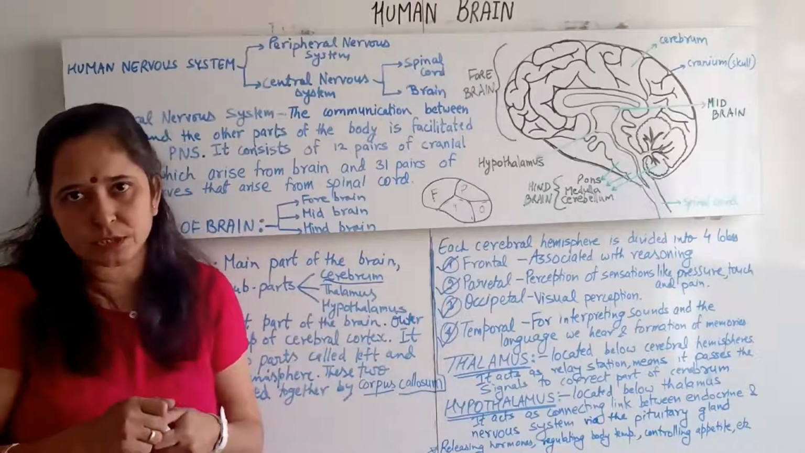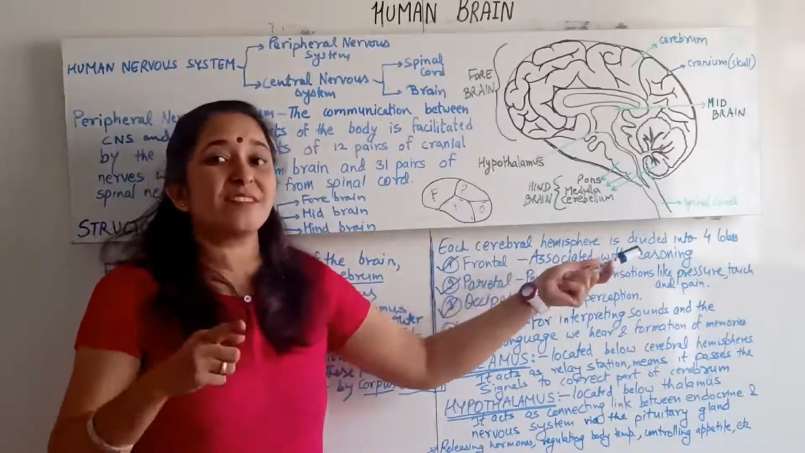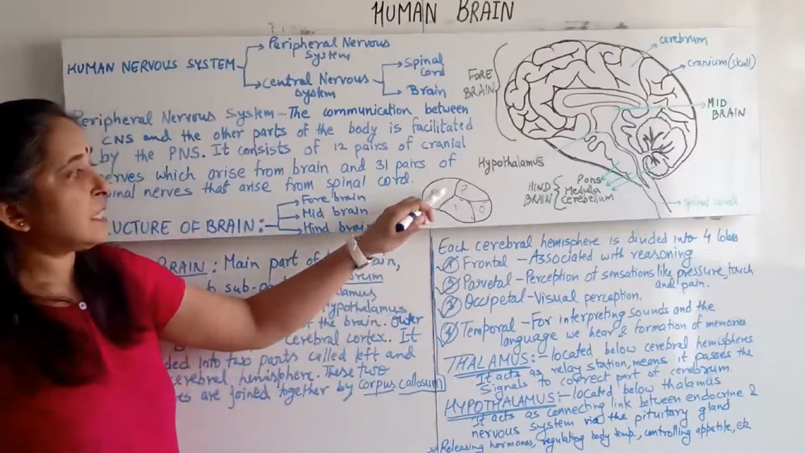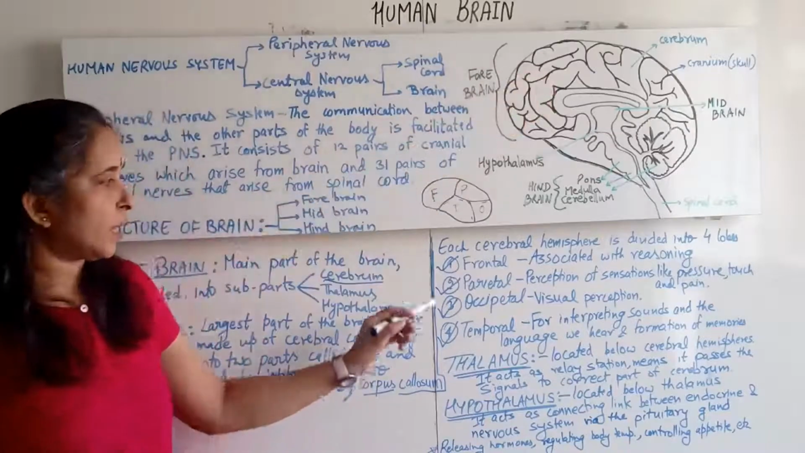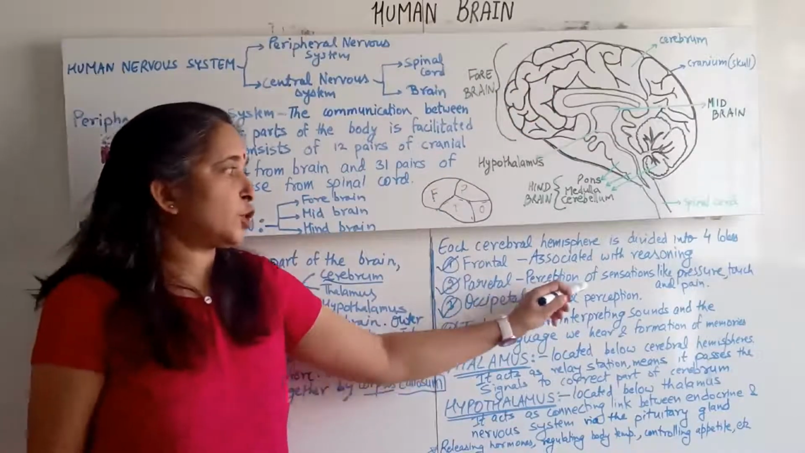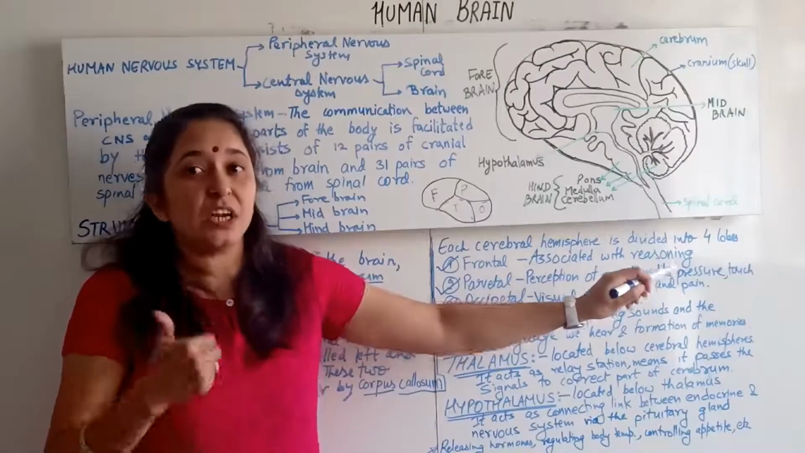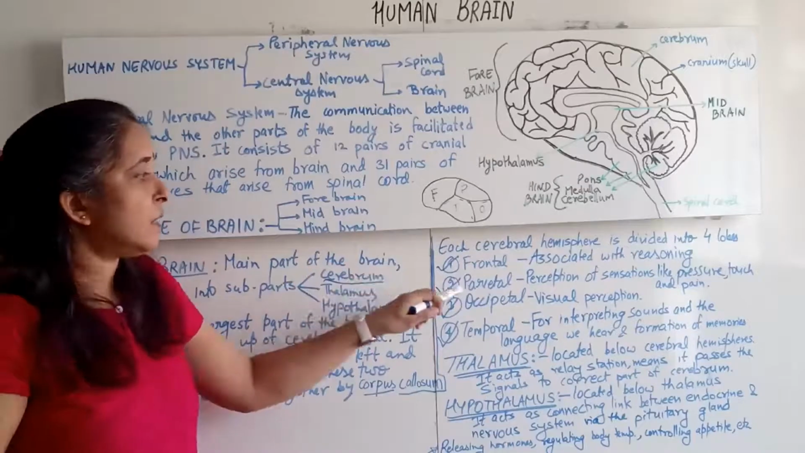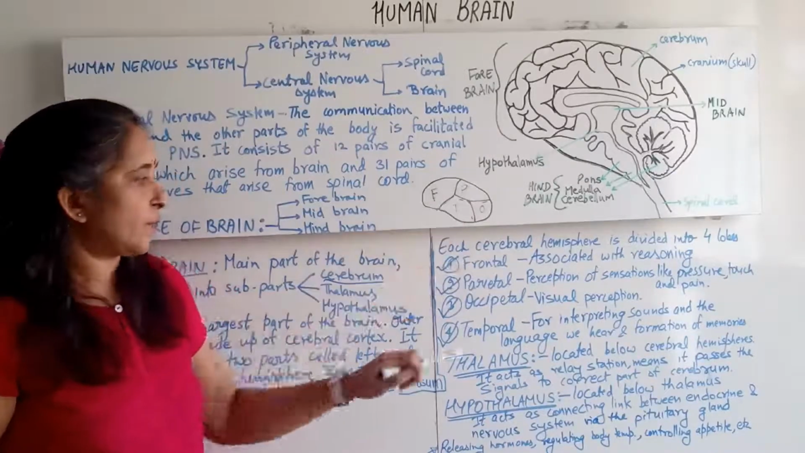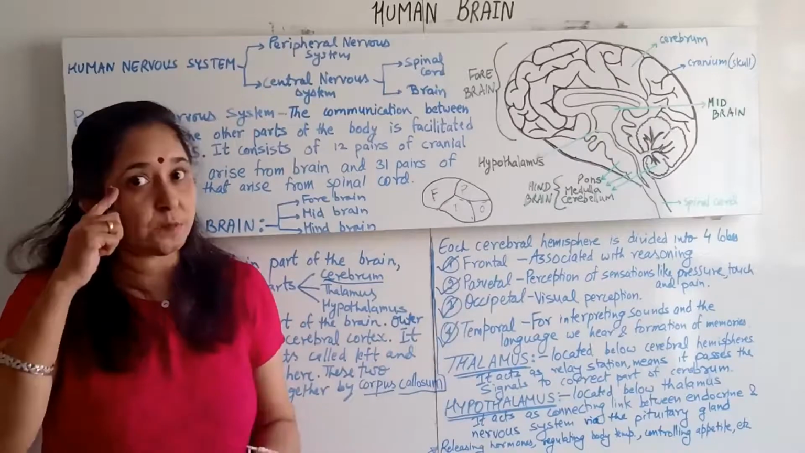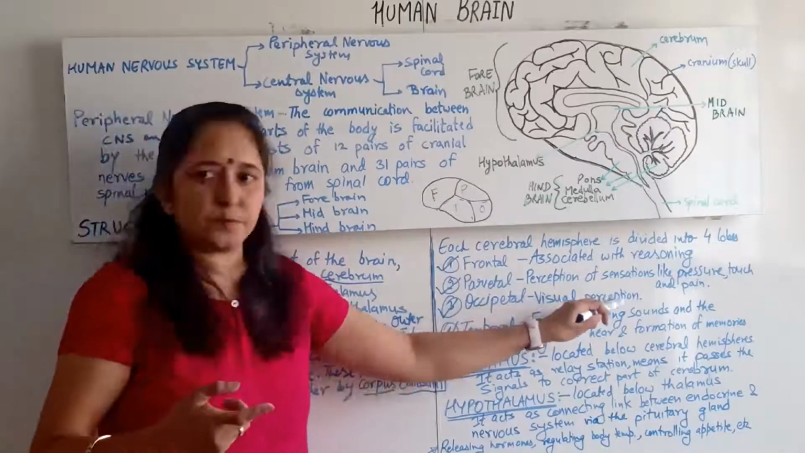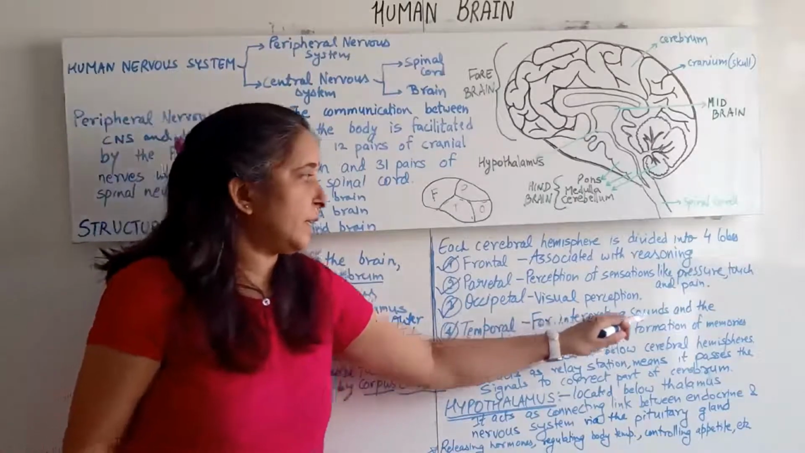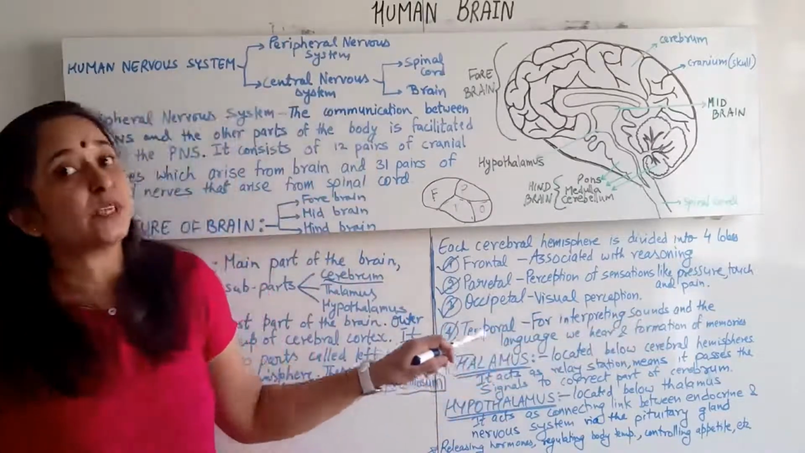What is the function of the frontal lobe? That is associated with reasoning, logical thinking. All these are controlled by the frontal lobe of the cerebrum. Now the parietal, that is the perception of sensation like pressure, touch, pain. So these all are sensed or controlled by the parietal lobe, this part of the brain. Then the occipital lobe, that is visual perception. Fine. Then the temporal lobe, that controls interpreting sounds and the languages we hear.